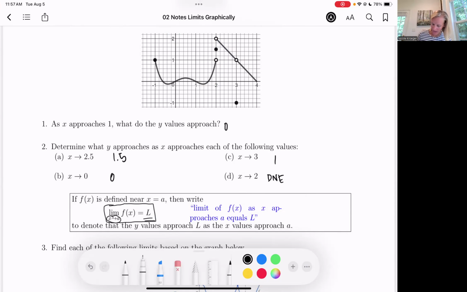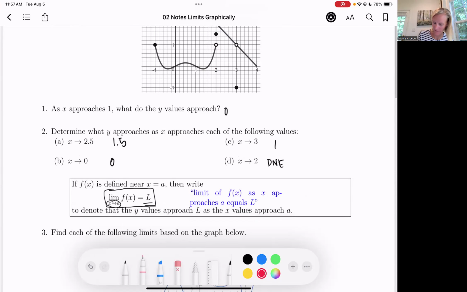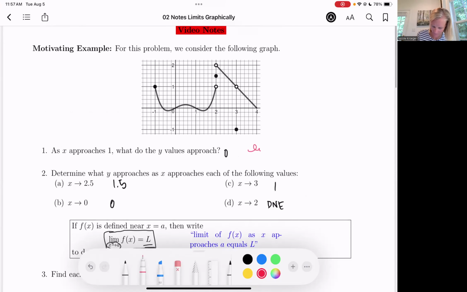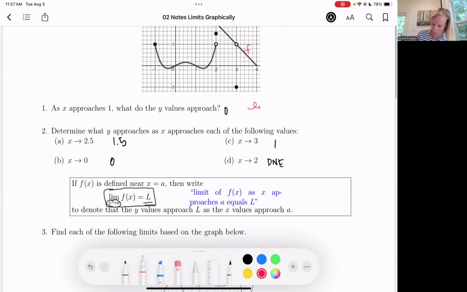Okay, so we could rewrite all of these ones that we did up here as limits. What we could say here is, if we call this function up here f, we can say that the limit as x approaches 1 of f of x is equal to 0. We could say that the limit as x approaches 2.5 of f of x is equal to 1.5. You could write b and c similarly. I'm not going to do that. Over here, we'll say that the limit as x approaches 2 of f of x, we'll just say that does not exist. Okay.